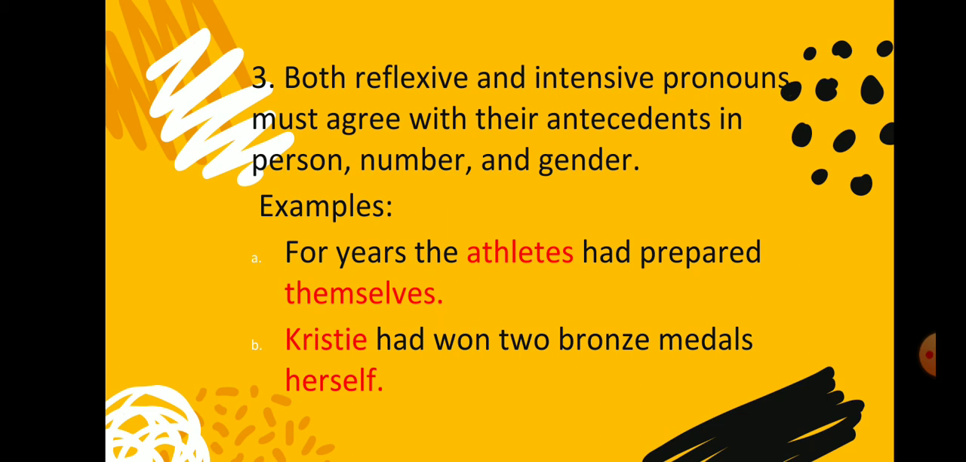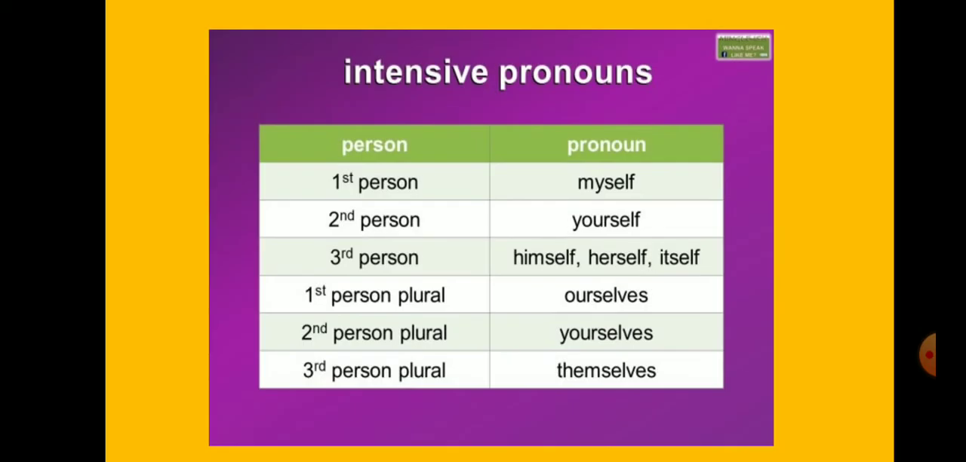Christy had won 2 bronze medals herself. Herself. Why herself? Because Christy is female. Okay? Christy is singular. And Christy is she. So that's third person. So again, they must agree in person, number, and gender. This is the list of intensive pronouns. First person, second person, third person, singular, and then first person plural, second person plural, and third person plural. This is for both intensive and reflexive pronouns, okay?